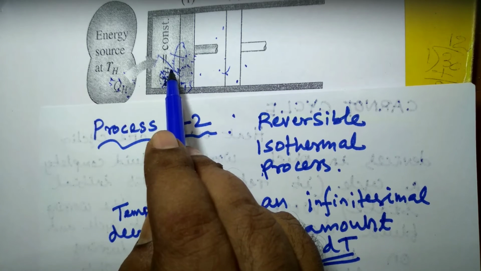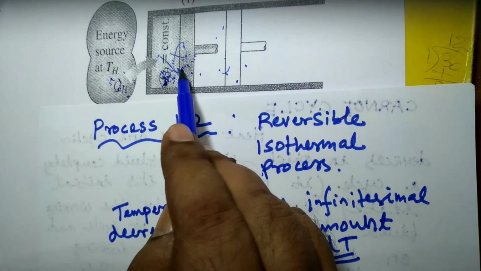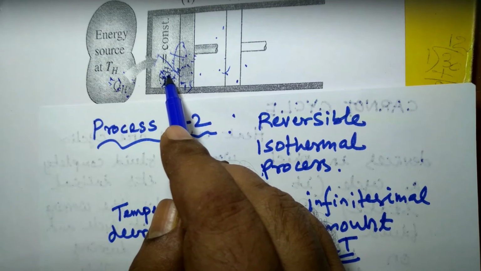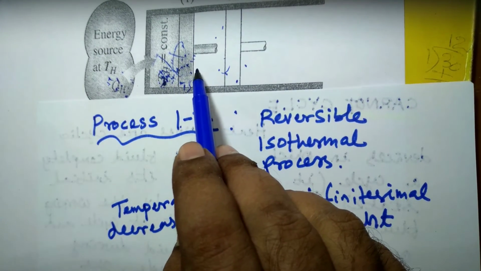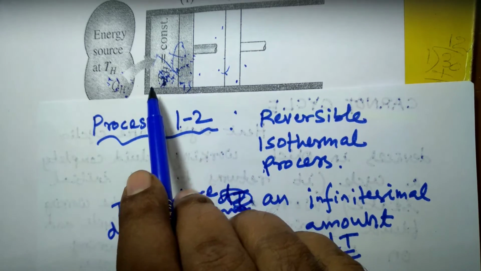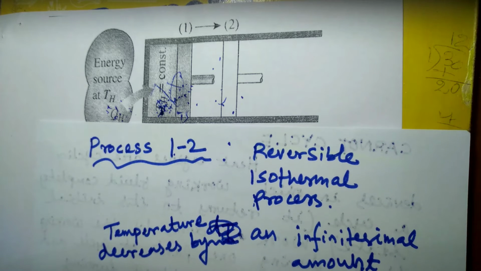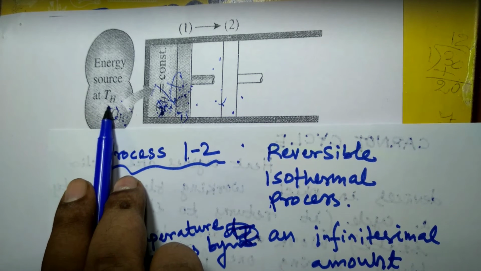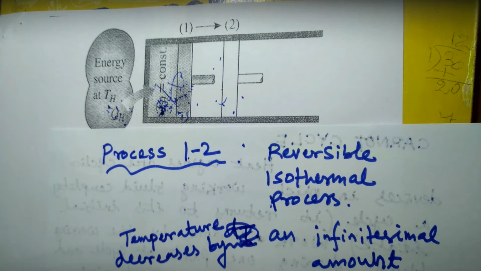After some time the gas temperature attains its initial state, because it drops by dt, but once heat is transferred from the energy source which is at TH, slowly the temperature will again return to its initial temperature, that is TH. We can consider that during this whole process 1 2 the temperature remains constant at TH, and since the temperature difference between the source and this system is never greater than dt, an infinitesimal amount, we can consider this as a reversible process.